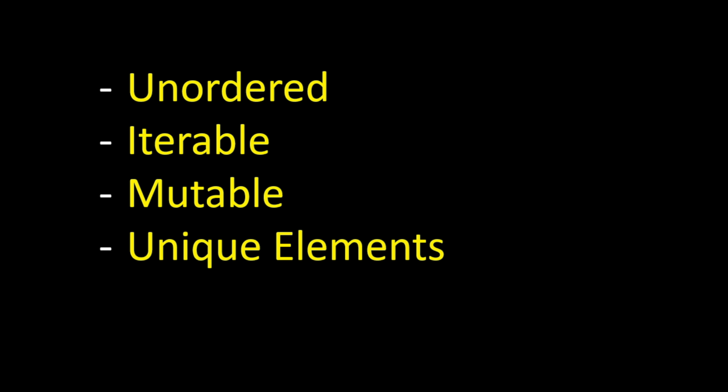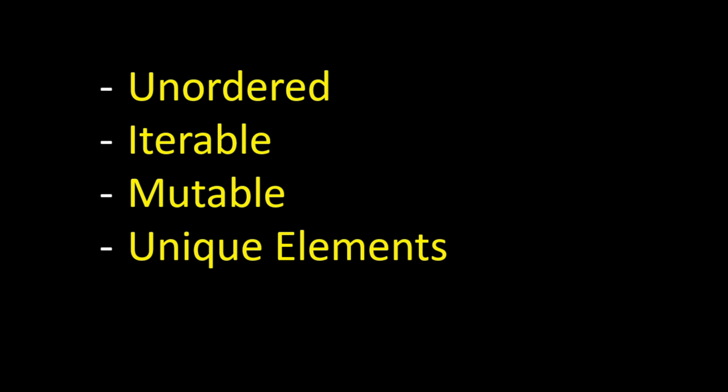Let's talk about unordered. What is the meaning of unordered? All the elements which are present inside a set do not follow any order. That means we cannot assign any index to a specific element of a set. That's why a set does not support indexing. Basically, we cannot access any elements by using their index. So that is the meaning of unordered.